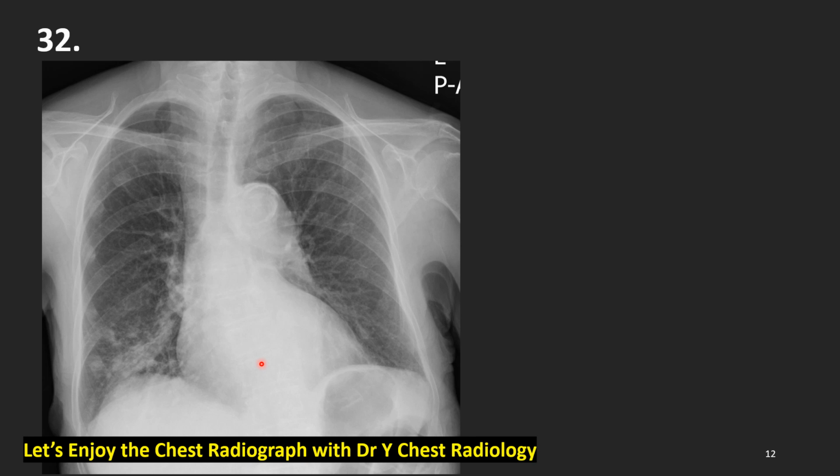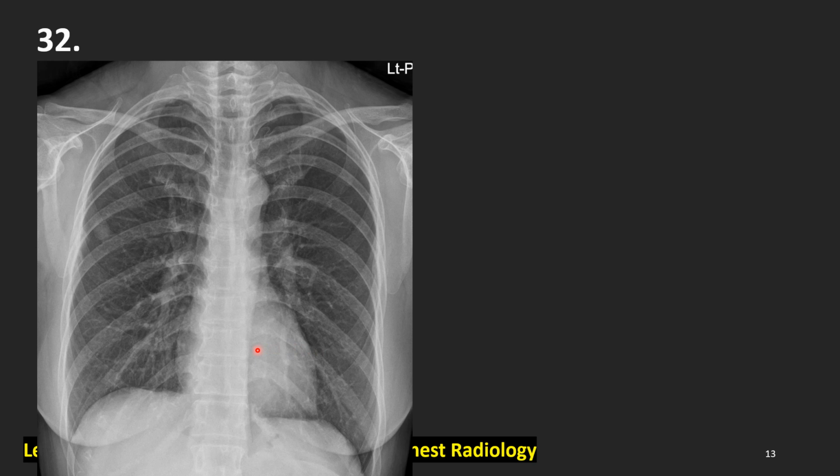How about this old woman's film? Let's just forget this one. Where are the false pseudonodules and what is that? What are those? Yes, correct. Multiple rib fracture with callus formation. That's correct. How about this middle-aged woman's chest radiograph? How many pseudonodules do you see?